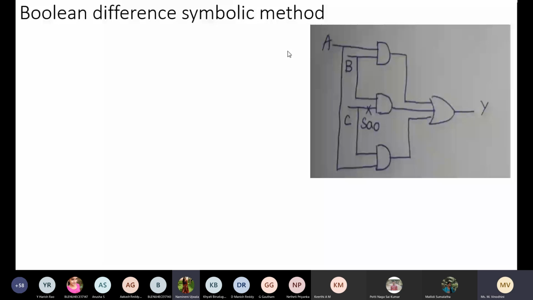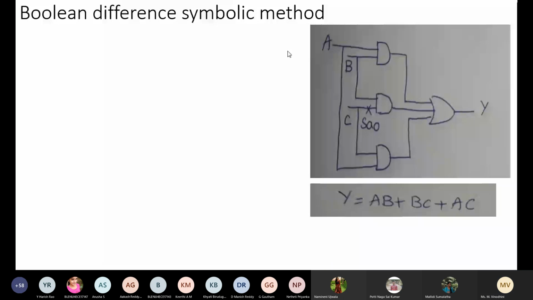AB plus BC plus CA. Okay, you got the expression. Next, dou Y by dou C. What should it be? Dou Y by dou C is equal to Y_C of 0 XORed with Y_C of 1.